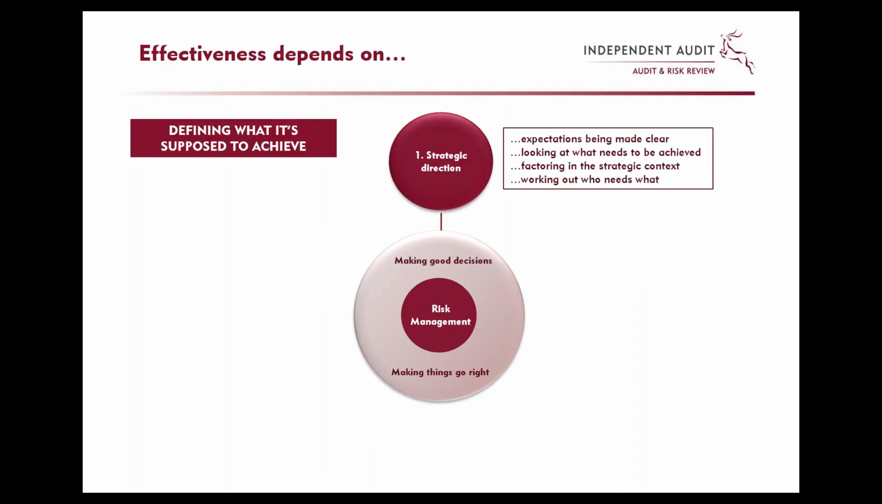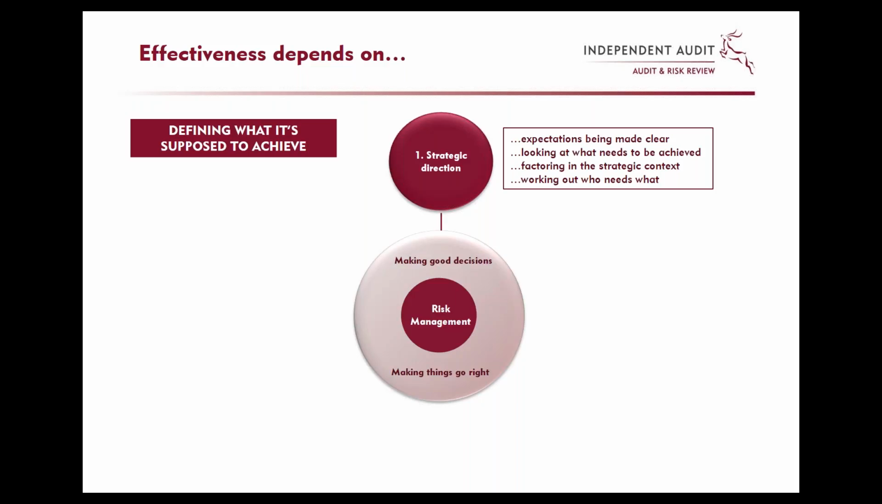So first of all, this first block is about what effectiveness depends on when it comes to the aspect of strategic direction. And really this is all about defining what risk management is supposed to achieve. So we're looking at expectations, looking at what people actually want to get from risk management, and then looking at how the strategic context is factored into the way risk management works, and as a result of that, who actually needs to do what.